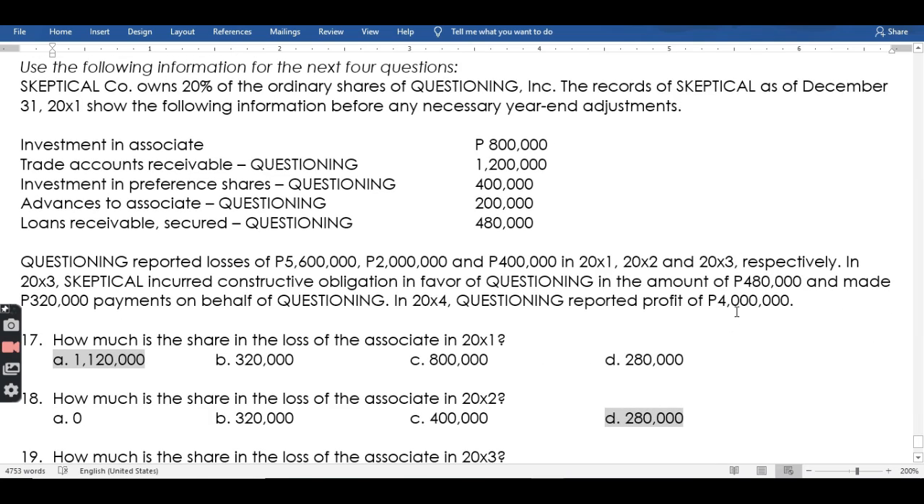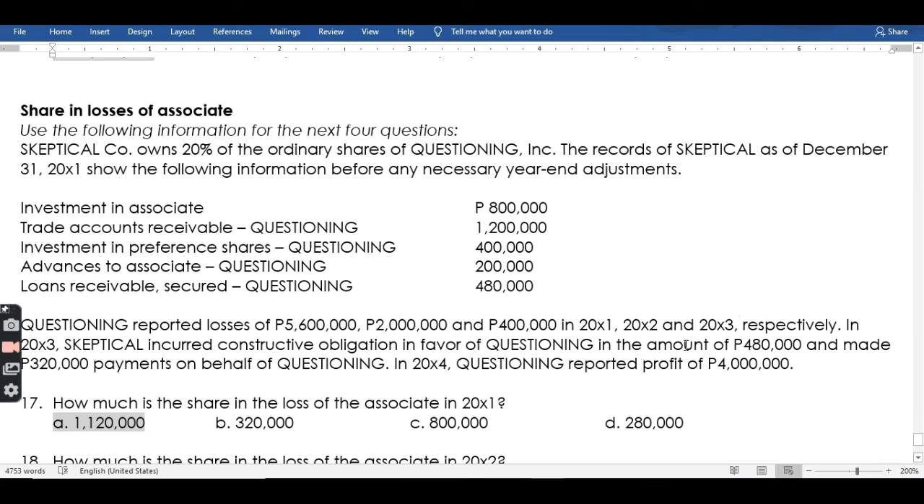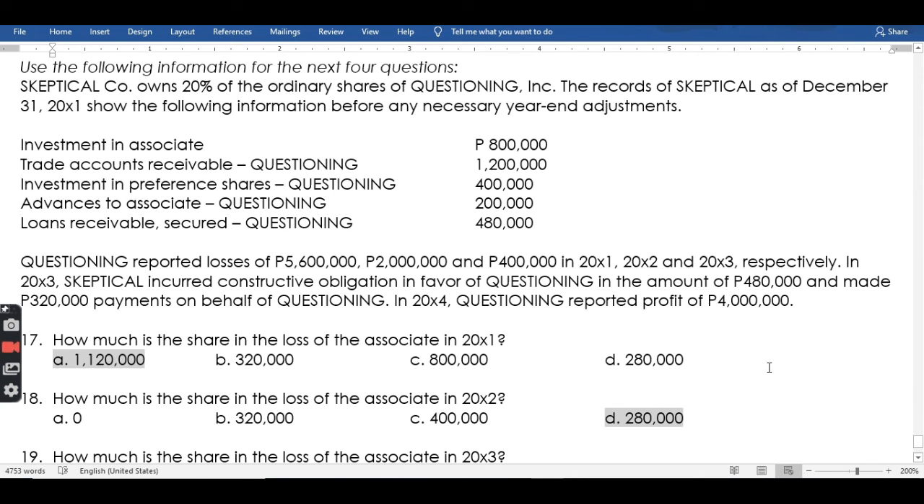Okay? Last item tayo ngayon. This is going to cover yung mga share in losses. Okay? Share in losses natin doon sa ating associate. Okay. So, ang nangyari, sa problem na to, meron daw tayong 20% ownership kay questioning. At ito yung mga naka-record as of December 31, 20x1. Okay? So, ito yung mga items. Okay? Prior to recognizing this mga items dito.